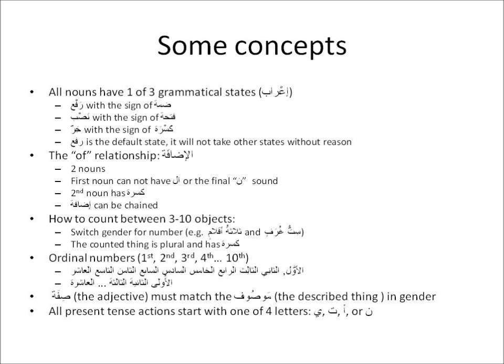So to say 3 rooms, you would say ثلاث غرف, أربع غرف, خمس غرف, ست غرف, سبع غرف, ثماني غرف, تسع غرف, عشر غرف.